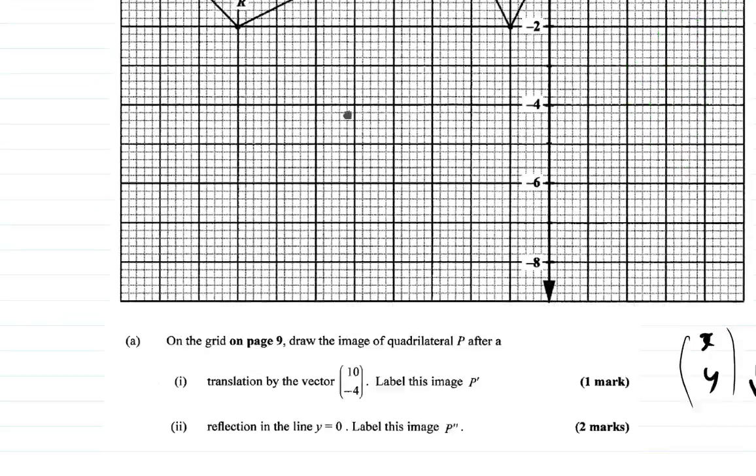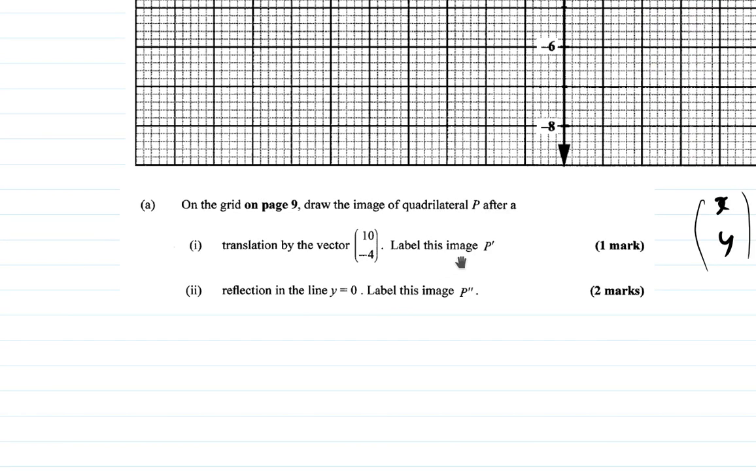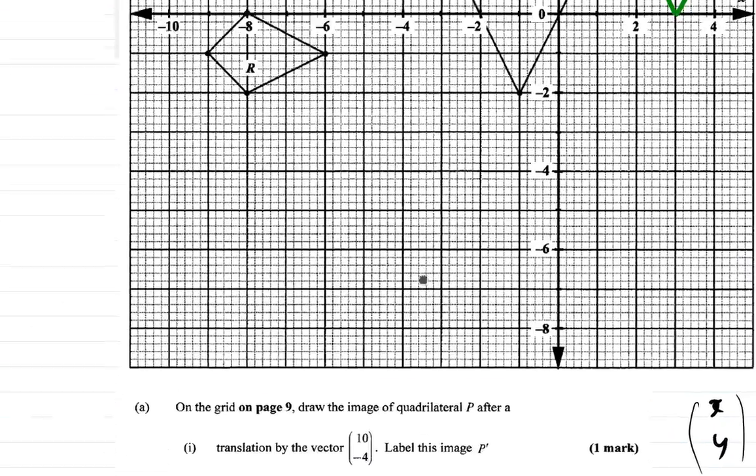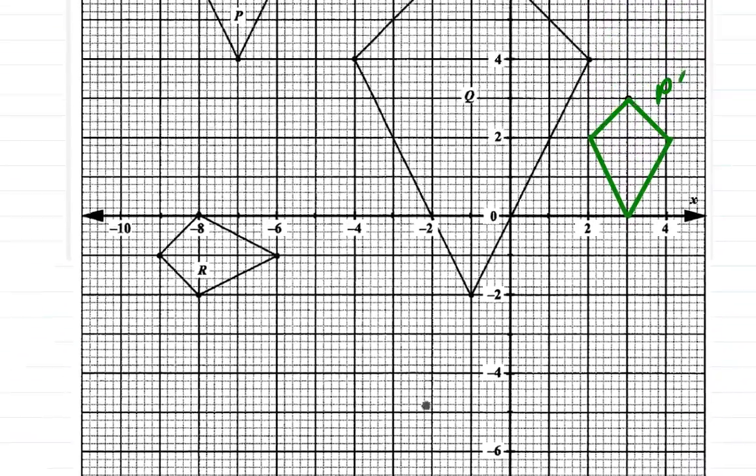Now, let's see what else happened. That's one mark. Reflection in the line y equals 0. Alright, so you're going to reflect P in the line y equals 0 and label it P double prime. First of all, where is the line y equals 0?